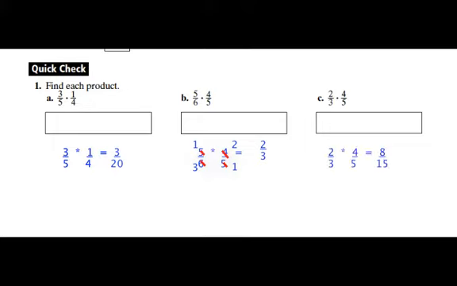So the problem is 2/3 times 4/5. We can't cross-cancel, so we just get to multiply. 2 times 4 is 8. 3 times 5 is 15. So your final answer is 8/15. If you got this problem right, keep track of that. At the end of this video, I want you to message me on Edmodo and tell me how many problems you got right.